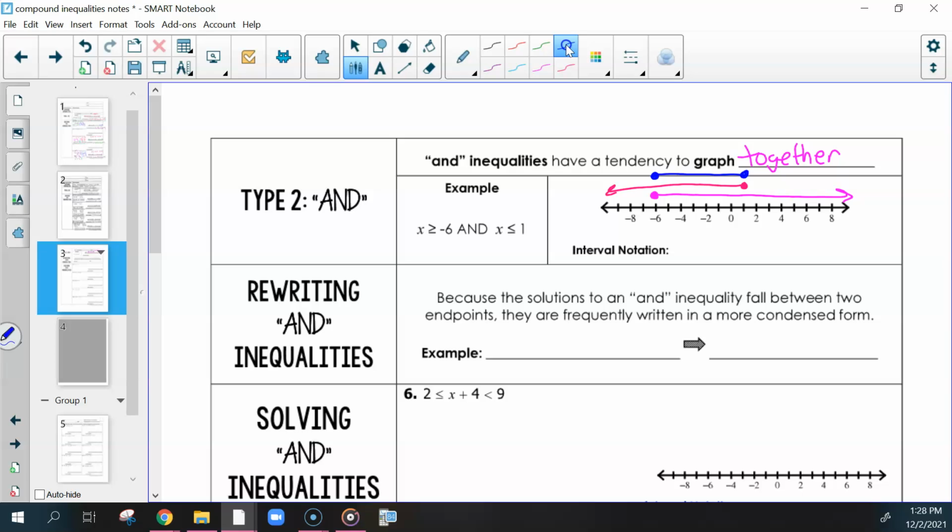So when we write this interval notation, it's going to be from the starting point to the end point. So that would be from negative 6 to 1. So the or inequalities graph apart, and they usually go towards positive and negative infinity. And inequalities graph together, and we're just focused on where they overlap. So they usually start and end. They don't go to positive and negative infinity. Before we move on to the next part, do we have questions on that part?